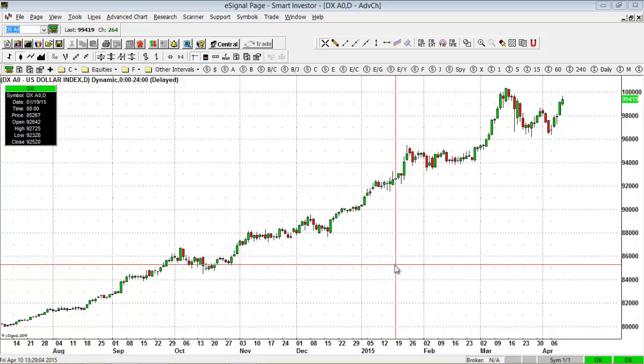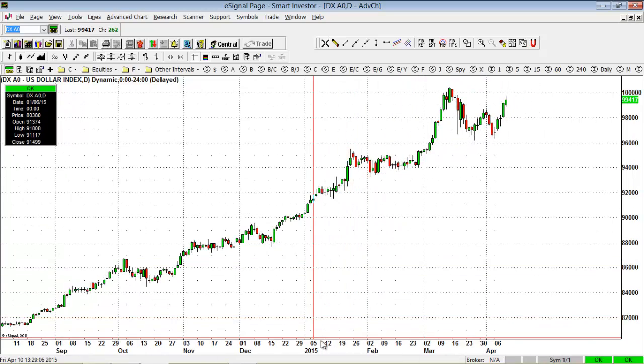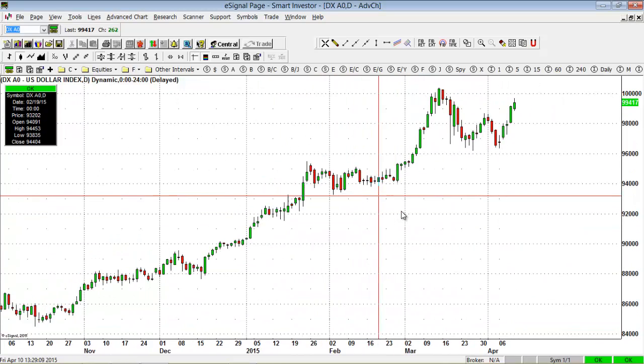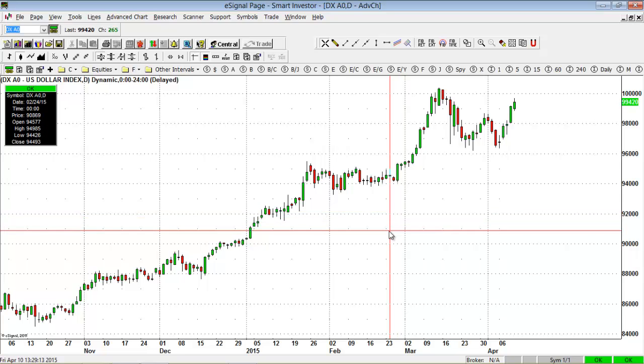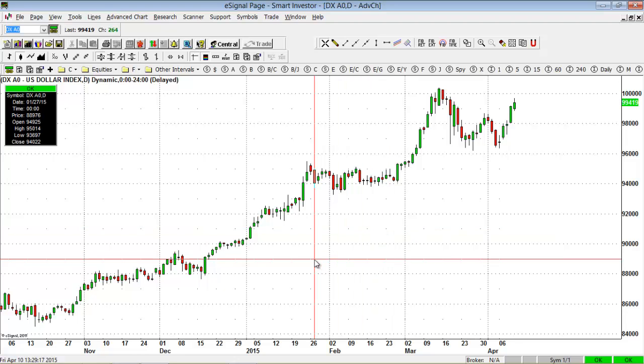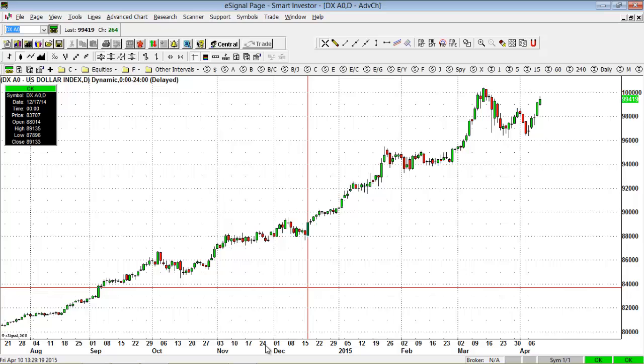Okay, what we're looking at is a daily chart of the US dollar index. The dollar index is very interesting to look at because it gives you a broader picture of what exactly is happening with the dollar. And we see that we are in a bull market with the US dollar here.